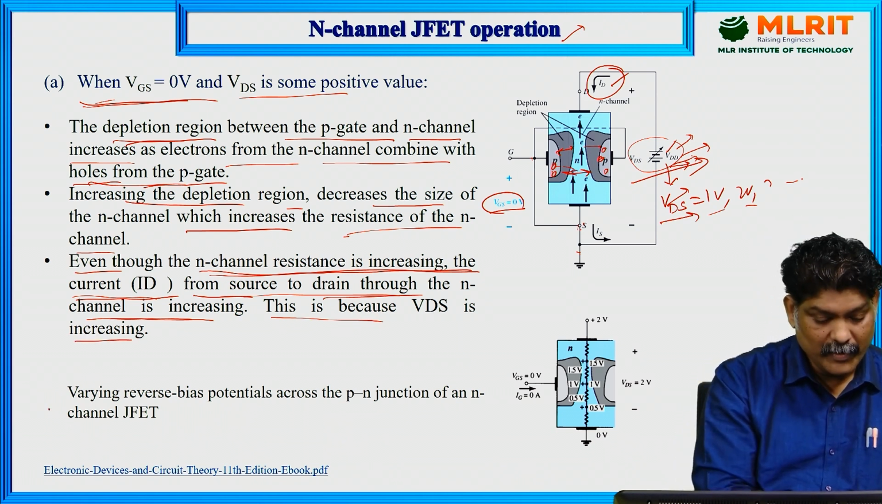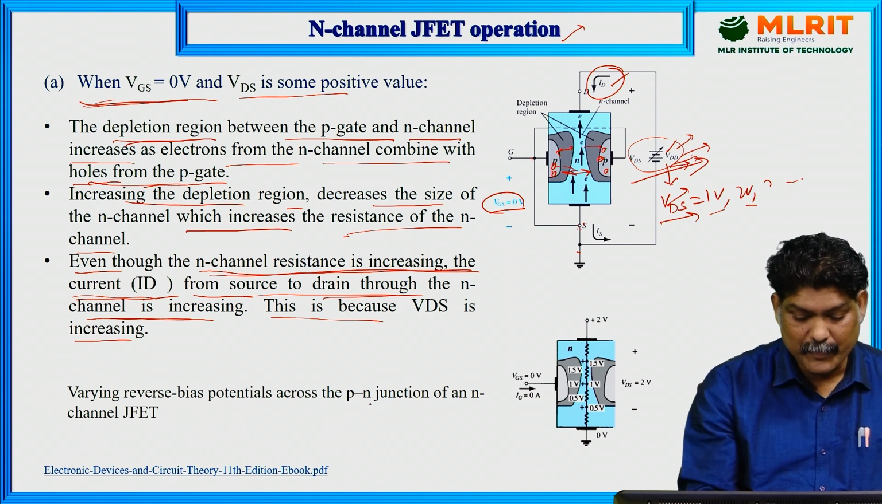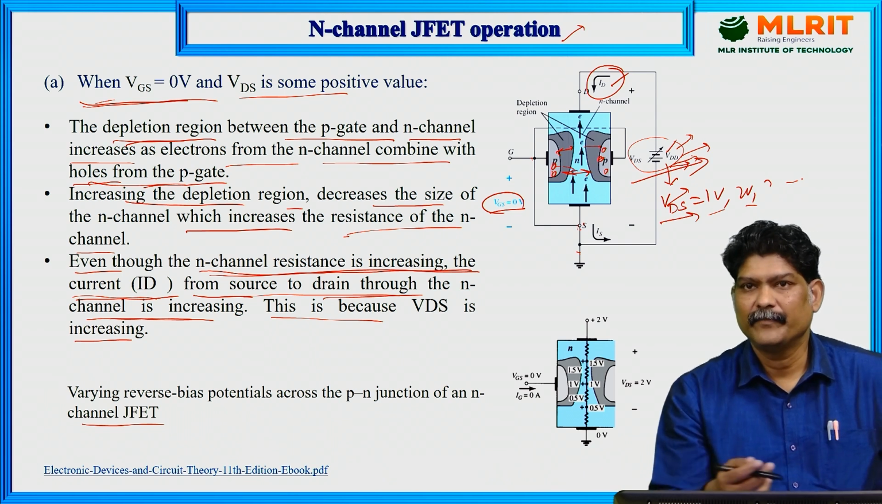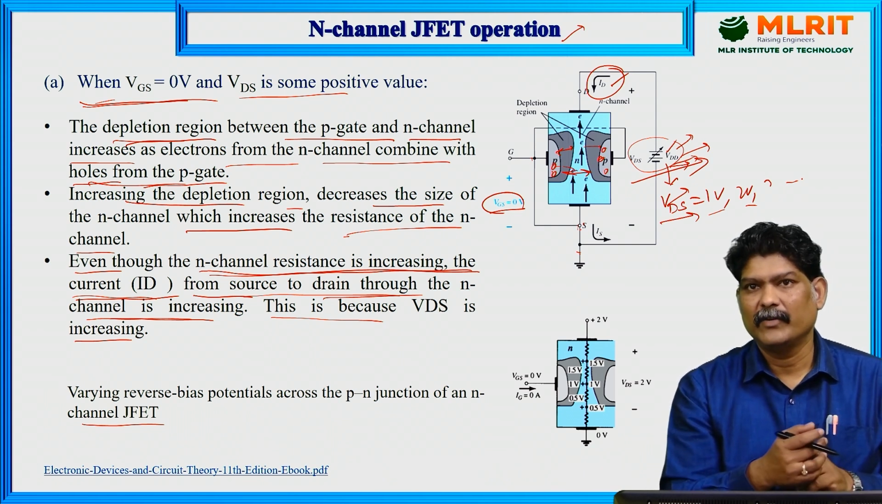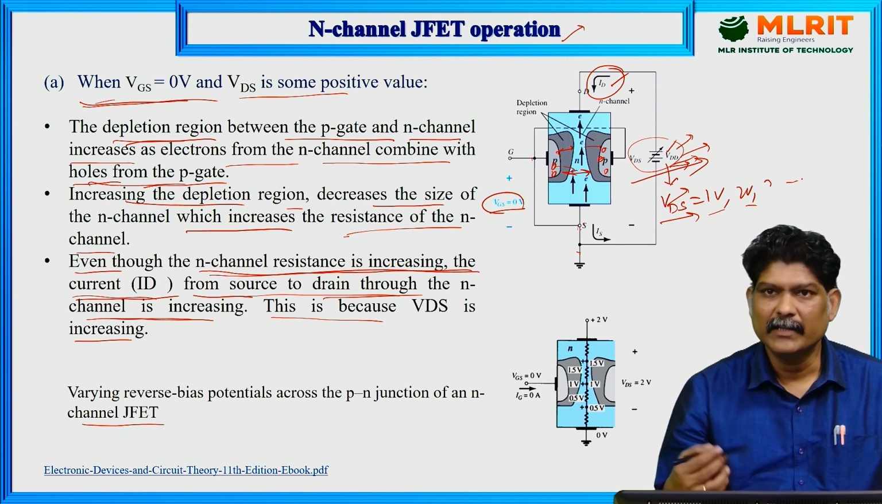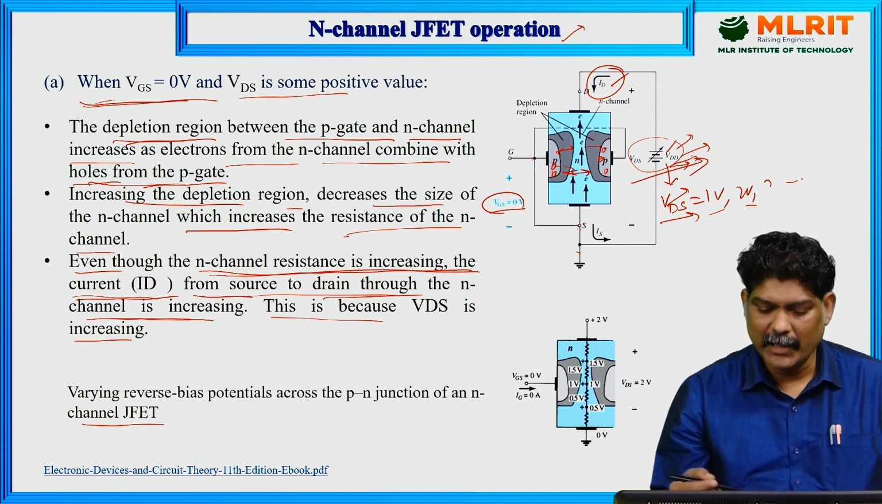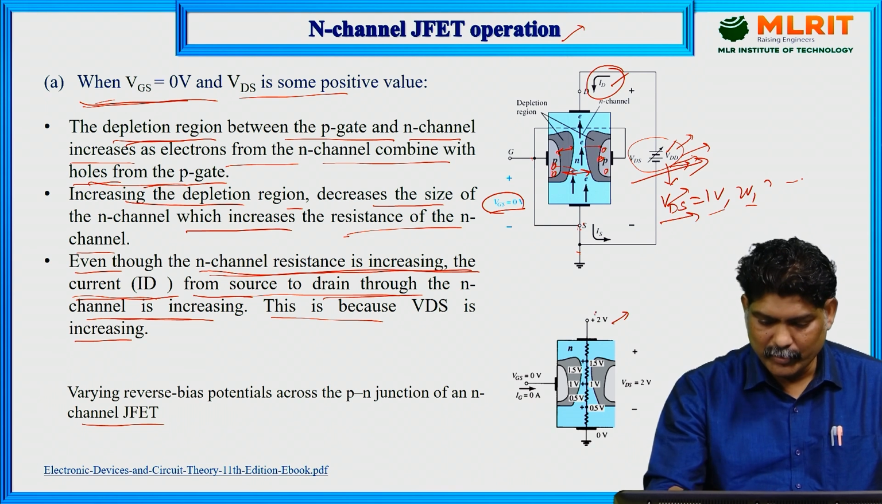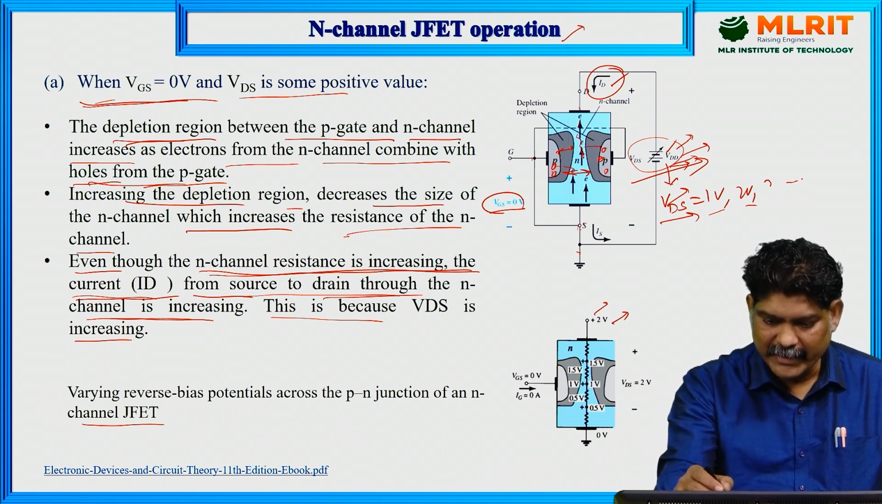So therefore, varying reverse bias potential across the PN junction of an N channel JFET. So how can we represent this increase in the channel? You can say the resistance of the channel increases, right? So how can we analyze this kind of situation? So here we have applied 2 volts, and this acts like a high resistance path, right?